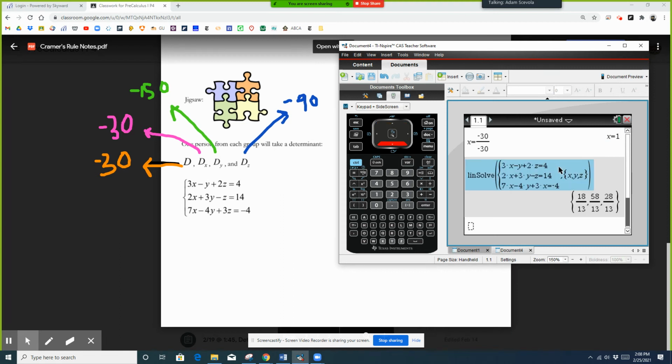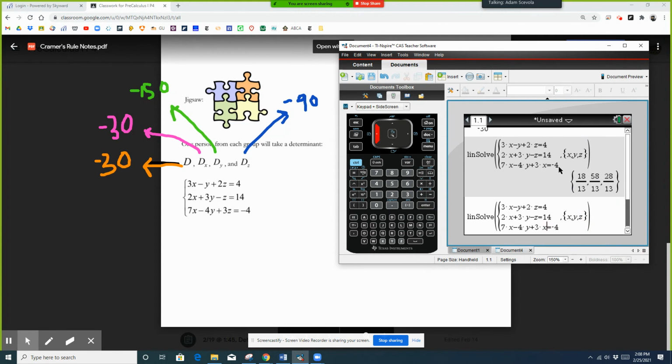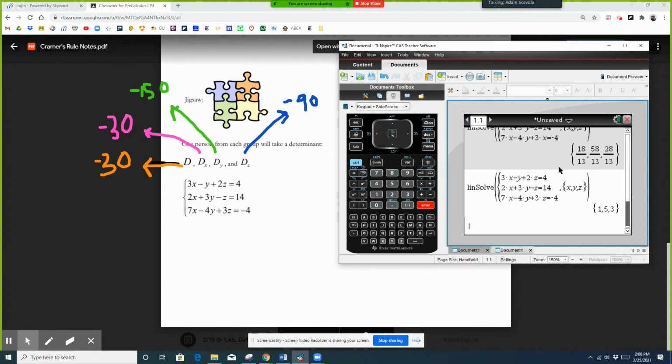Oh, what did I do? 3x, y, 2z equals 4. 2x, 3y minus z equals 14. 7x, 4y. Oh, I see. The last step always gets me. Boom. All right, so we just checked our work, 1, 5, and 3.